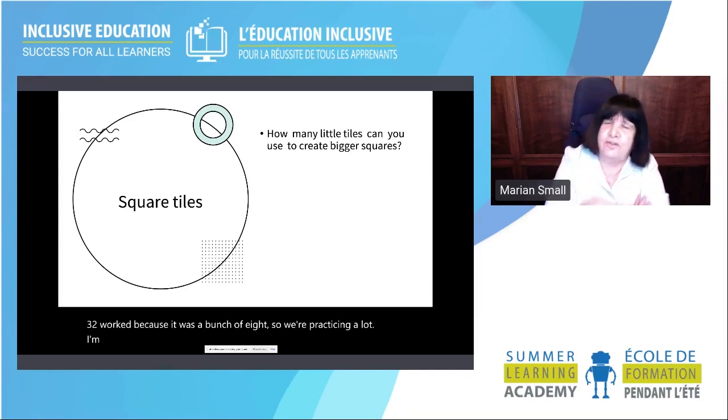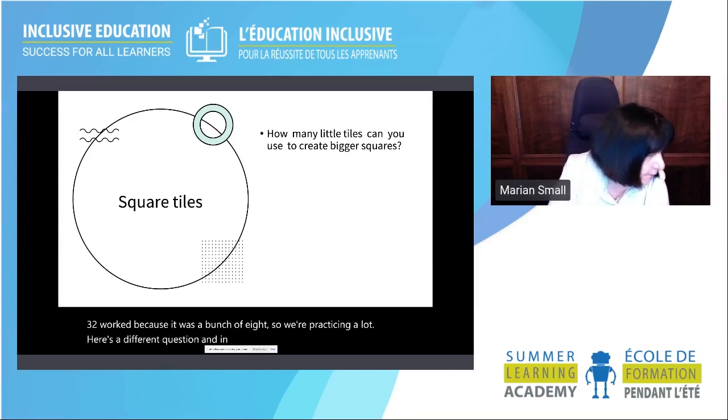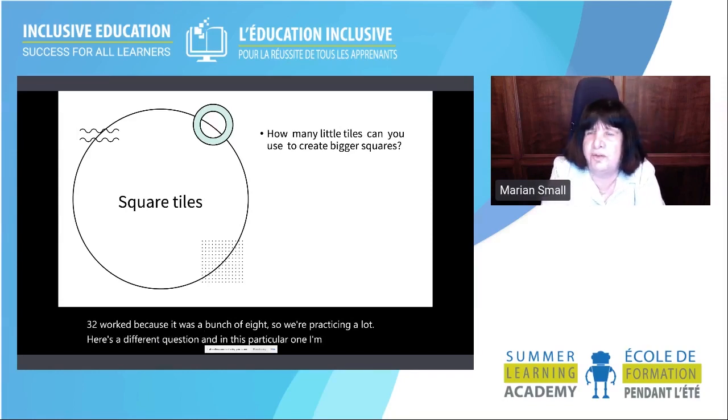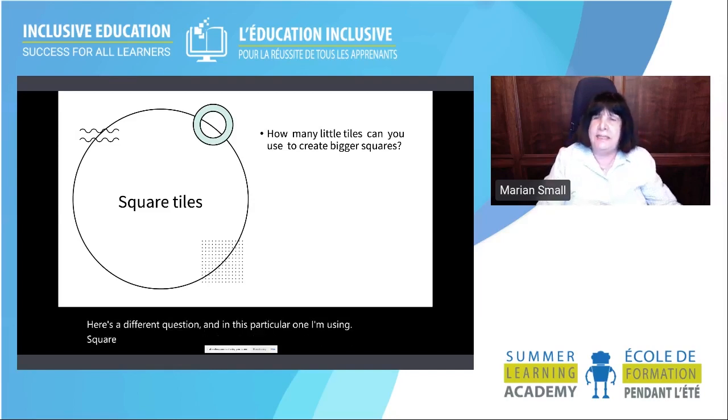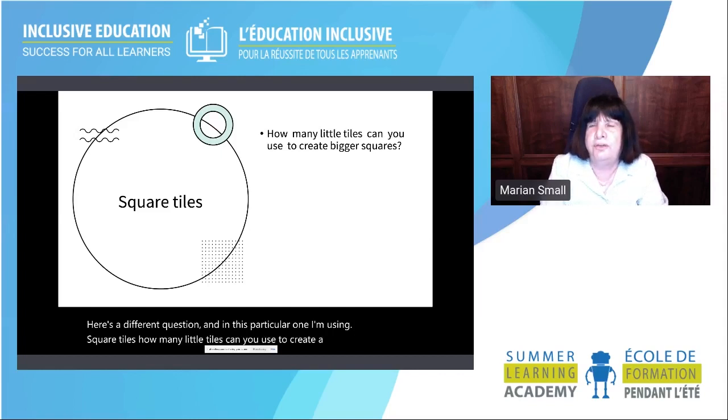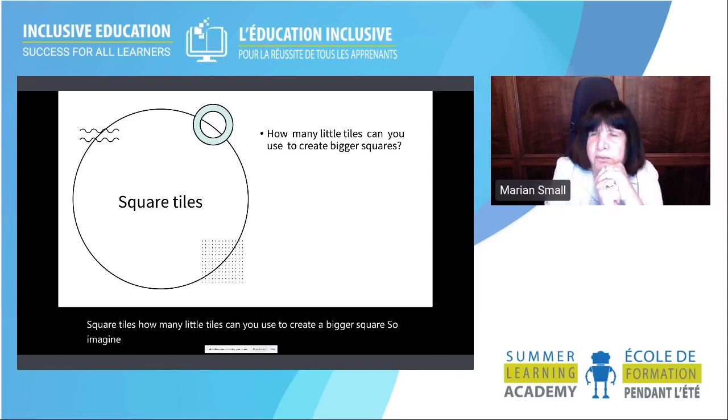Here's a different question. And in this particular one, I'm using square tiles. How many little tiles can you use to create a bigger square? So imagine you have little square tiles, and you want to make a bigger square out of them.